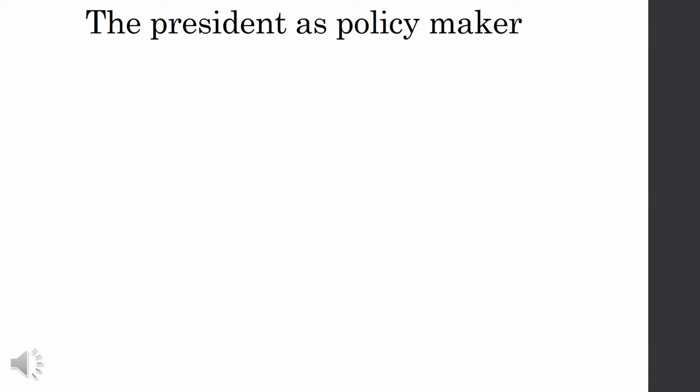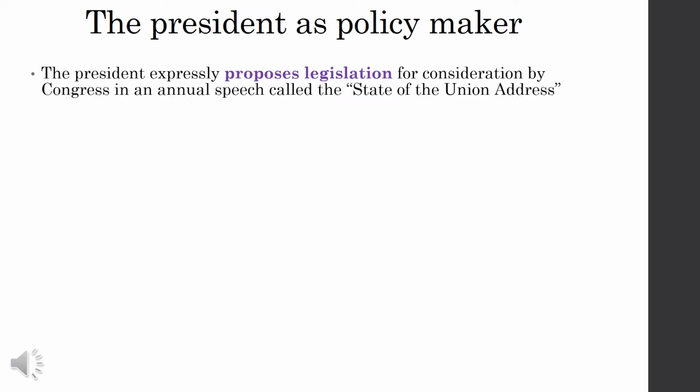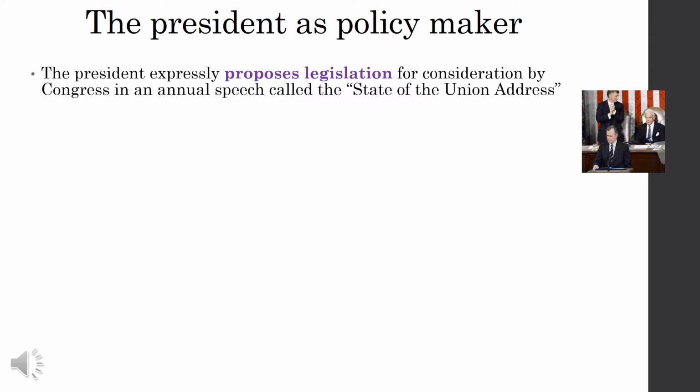The implied powers of the president are what really drives the executive branch, and one of the most important implied powers is the president as policymaker. The president expressly proposes legislation for consideration by Congress in an annual speech called the State of the Union Address. What does that look like?